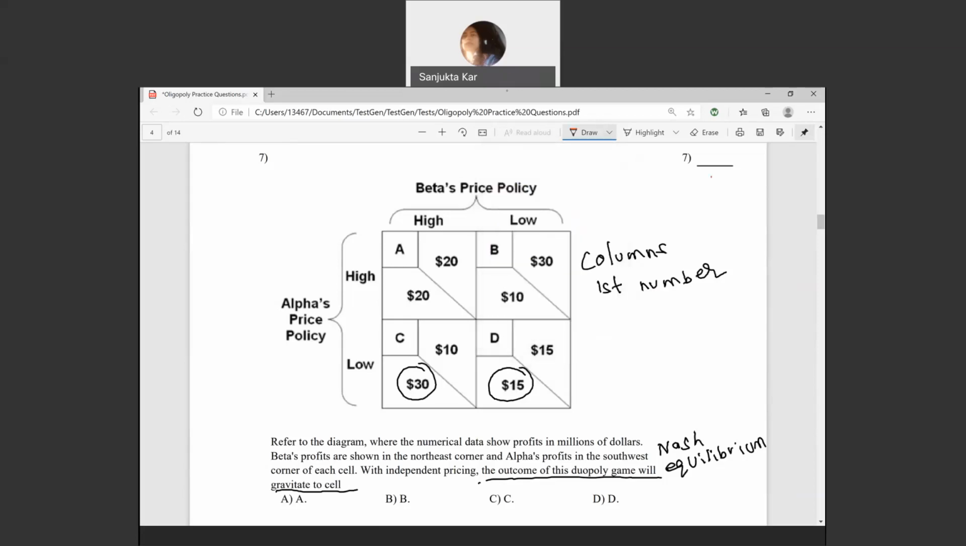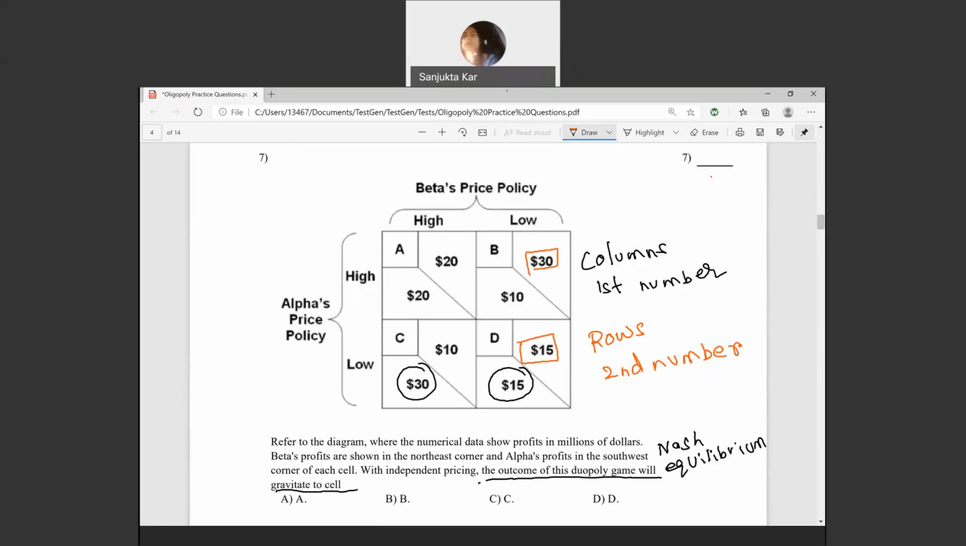The next thing you do is you are going to look at the rows. You are going to compare the second number in row 1 and also row 2, and definitely choose the highest of the two numbers. Row 1, 30 is greater than 20. Row 2, 15 is greater than 10.